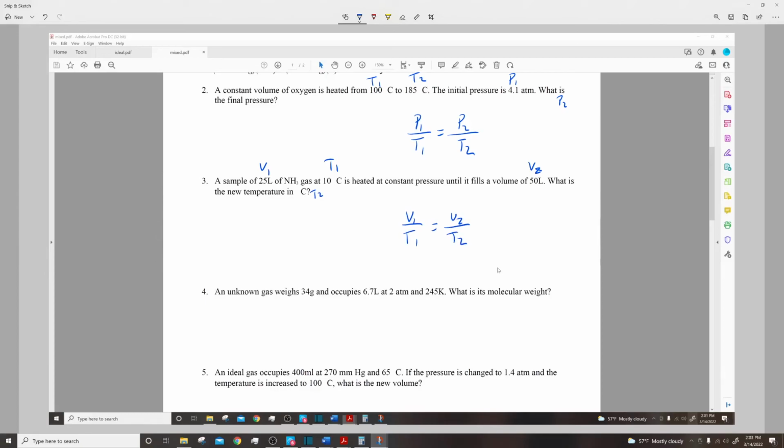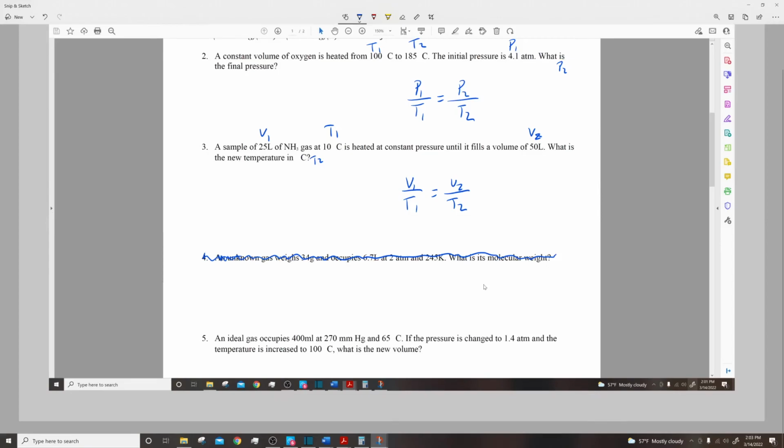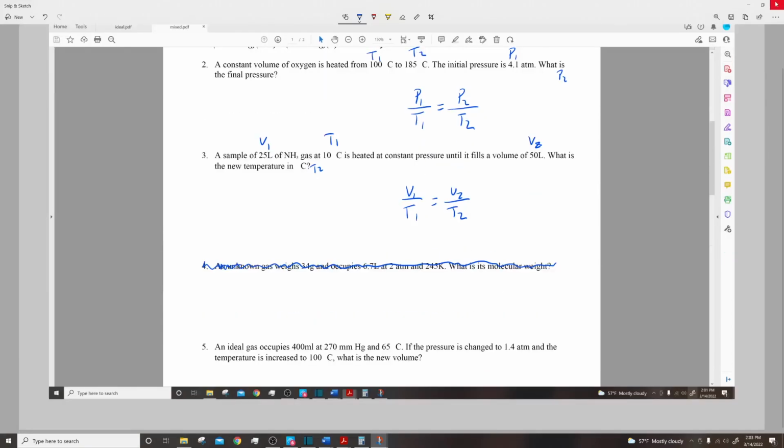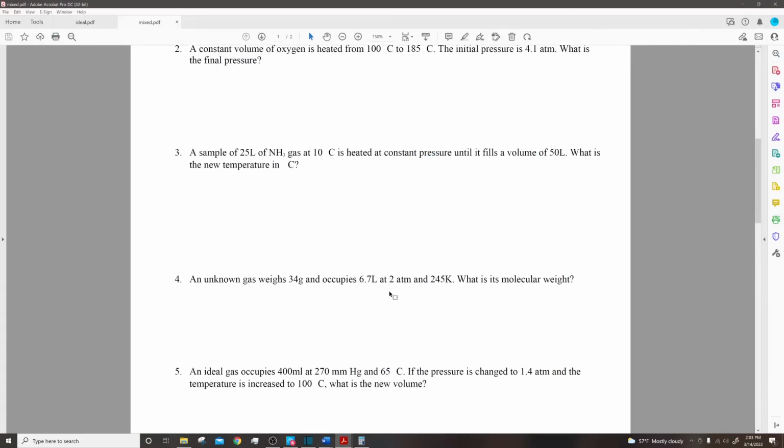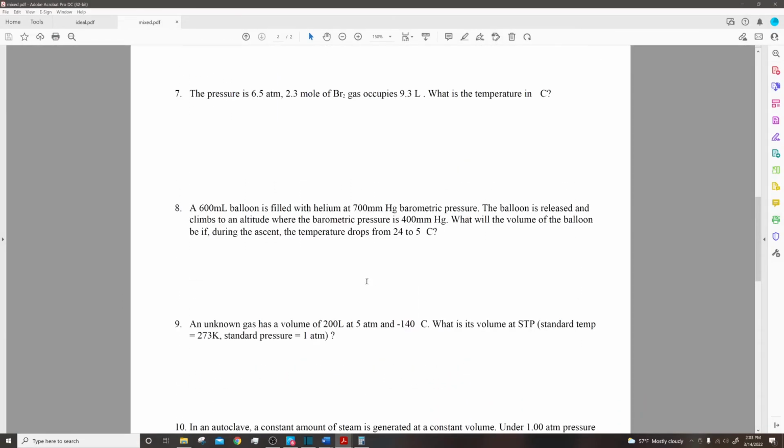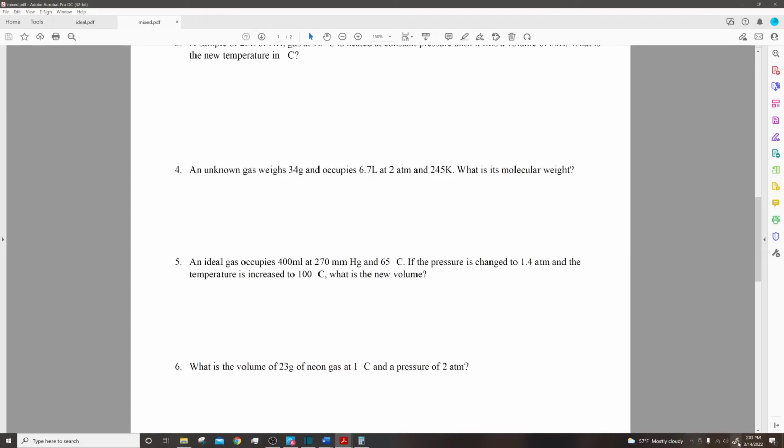This next one says an unknown gas weighs 34 grams and occupies 6.7 liters at 2 atm and 245 K. What is its molecular weight? This is actually a higher level problem. I'm not going to have you solve this. Let's go ahead and cross out number 4. And you can do this. There's no reason why you shouldn't be able to solve this. It's just we're not tested on it, so I don't want to waste any time on it right now. So let's close that, close this. Let's go down a little bit more. Let's do 5 and 6.